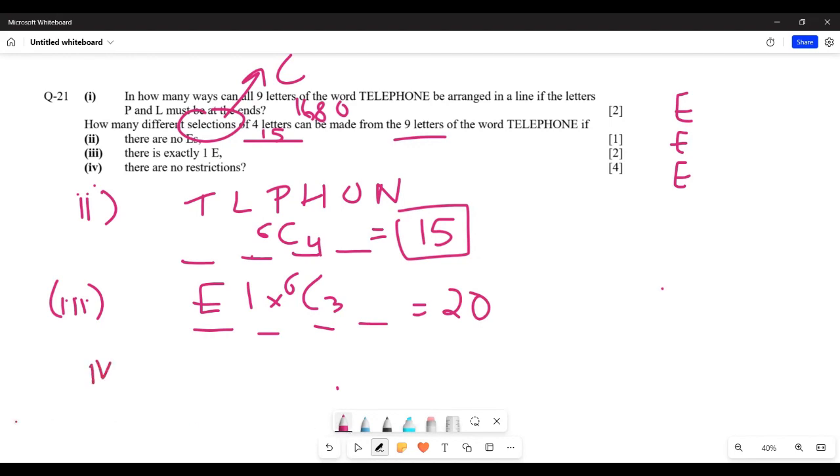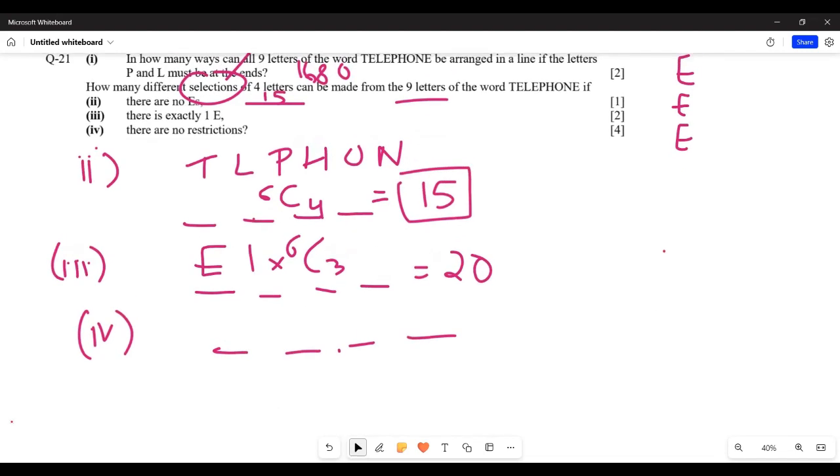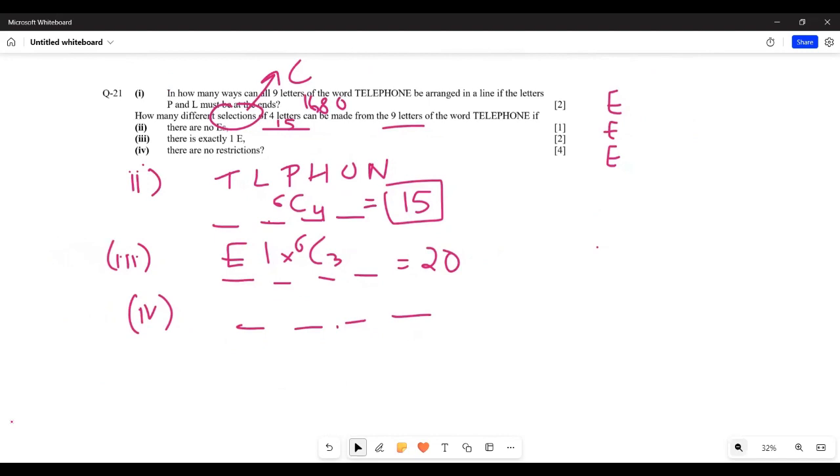Okay, part 4. There are no restrictions. So you have to choose 4 letters from the 9 letters of the word telephone, but there are no restrictions. So 1, 2, 3, 4. Okay. There is no restriction, but there is repetition. So you have to keep a check on the repetition. So we can say that in the first case, there's one E. That we've already done before. This gives 20 combinations. Then what if there are 2 E's?